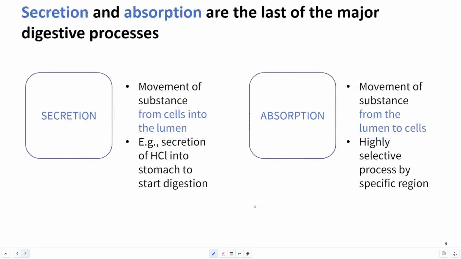Then secretion is the movement of substances from the cell into the lumen, so you're getting rid of stuff, for example, secretion of HCl into the stomach to begin breakdown. And absorption will be the opposite movement. This is where substances move from the lumen back into the cell. This is highly selective depending on what part of the GI tract we're talking about. Most of the absorption happens inside the small intestine.